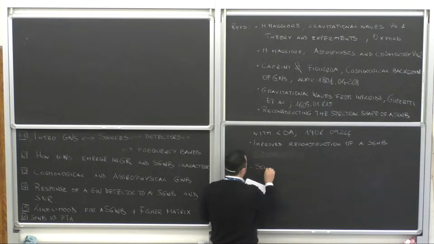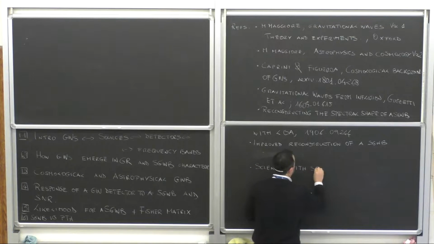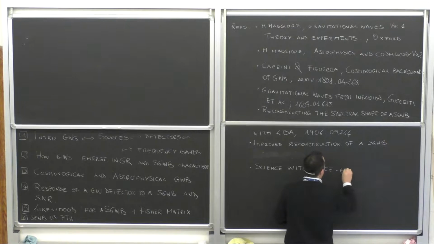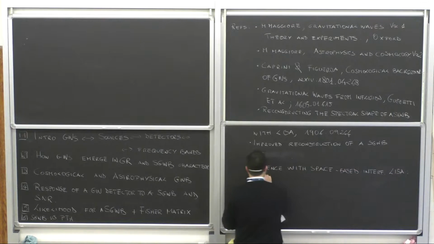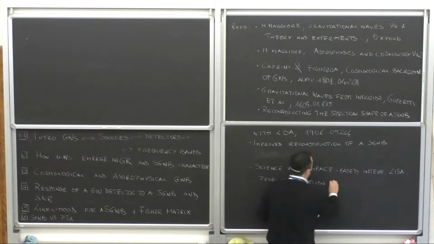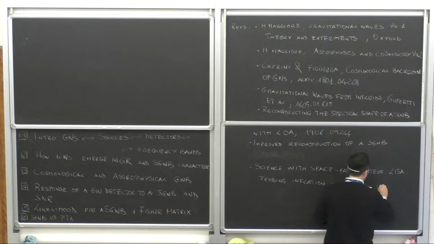Then I have Science with the space-based interferometer LISA: Probing inflation with gravitational waves, and the arXiv number is 1610.06481.